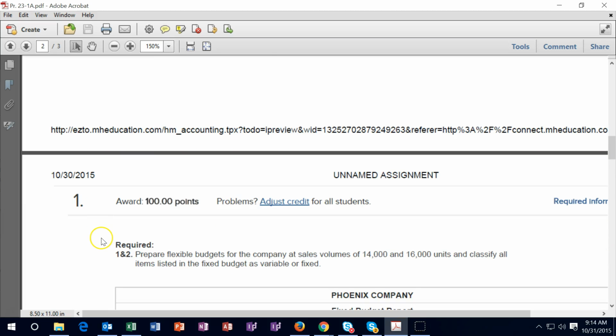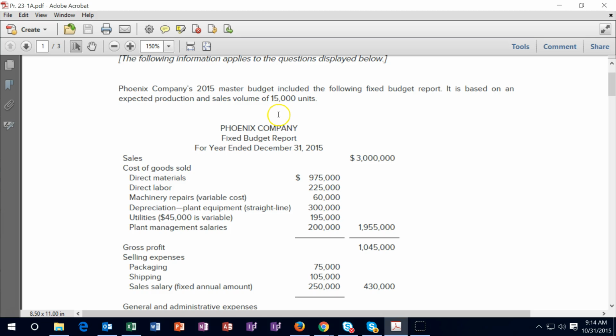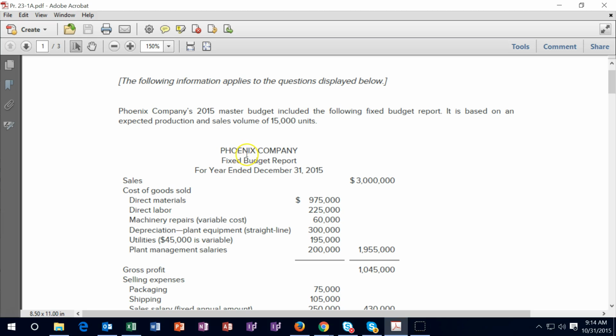This is a budget, remember, a forecast, not the income statement of something that has happened in the past. Now what we're going to do is take that and prepare a flexible budget for the company at sales volume of 14,000 and 16,000 units, and classify all items listed in the fixed budget as variable or fixed. So our idea here is, of course, to take this fixed budget based on this fixed amount of units, and convert it in such a way that it's not formatted in just terms of cost of goods sold, but in terms of the activity of the cost, meaning are they variable or fixed, so that we can have a flexible budget that will change more easily when we change the number of units that we are going to produce. We can make more estimates based on different production levels.